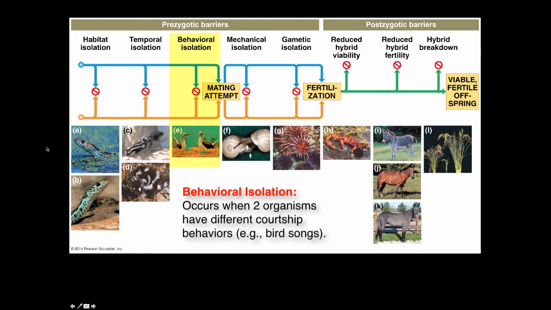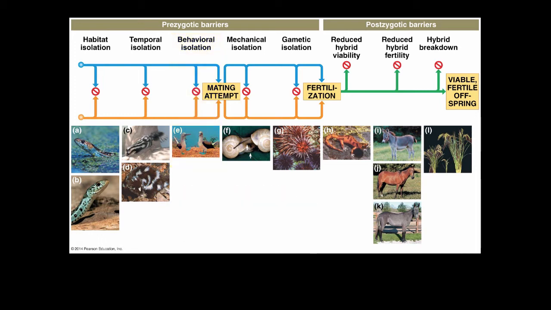The illustration here is these blue-footed boobies, which mate only after a courtship display that is very unique to their species. Okay, so if this courtship behavior isn't turning the female on, she's not going to mate with you. Now, habitat isolation, temporal isolation, and behavioral isolation all prevent mating.